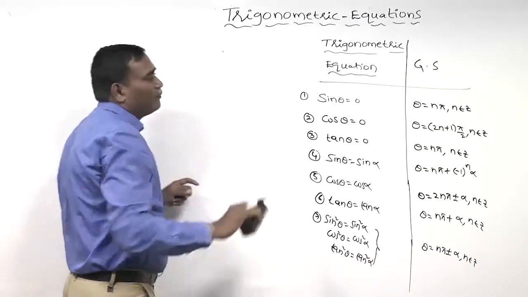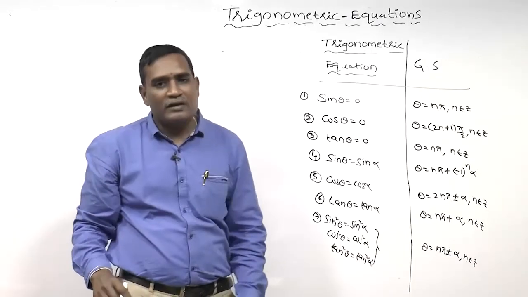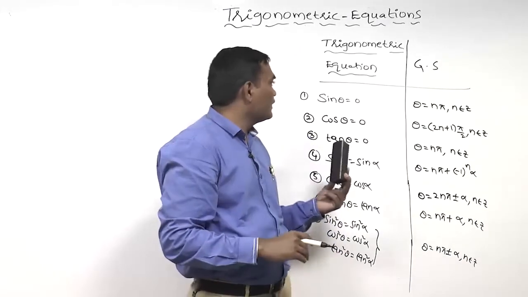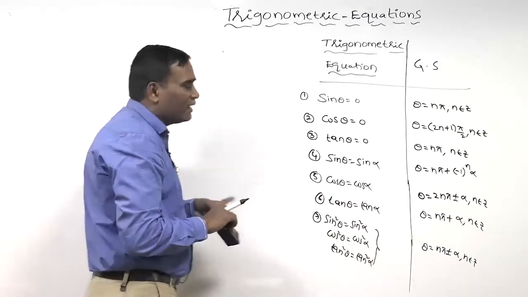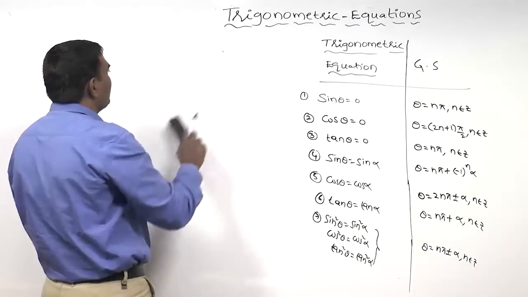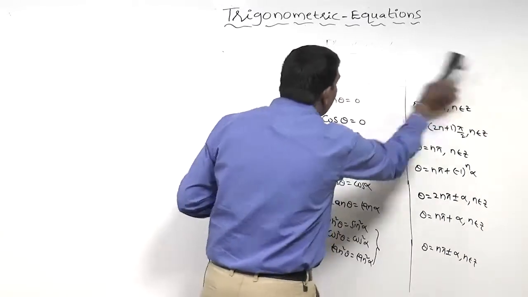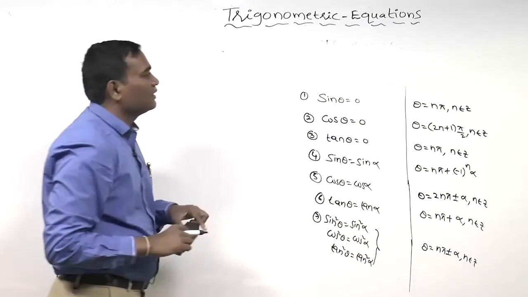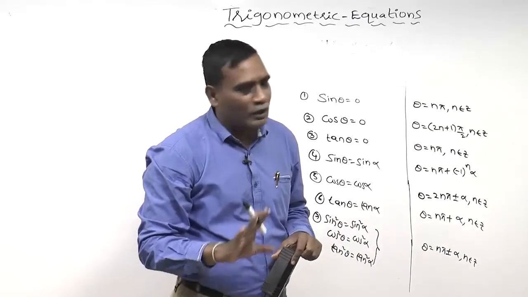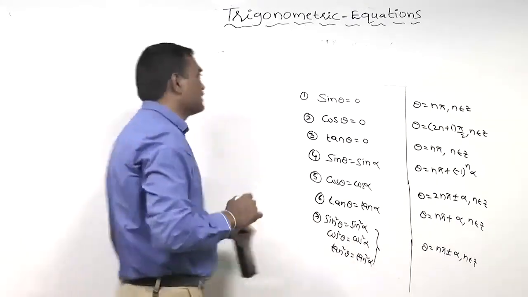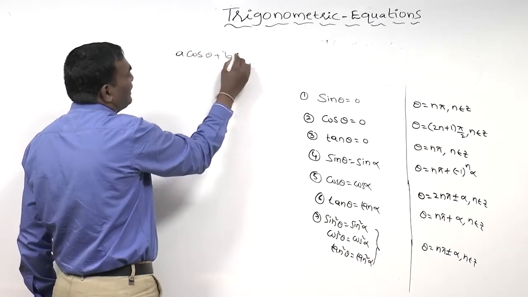Next, come to the equation. A problem in the form of a cos theta plus b sin theta is equal to c. Then what to do? Here, a cos theta plus b sin theta is equal to c means divide both sides by root of a square plus b square.